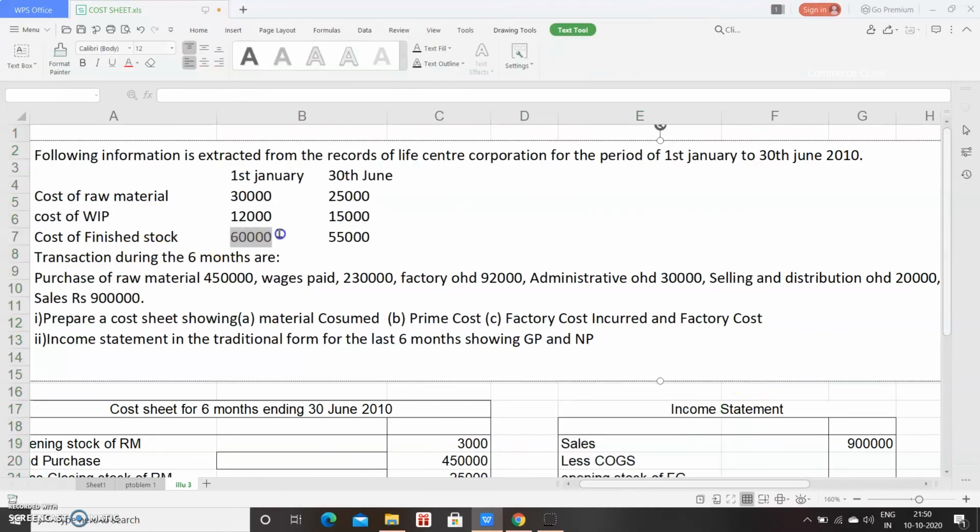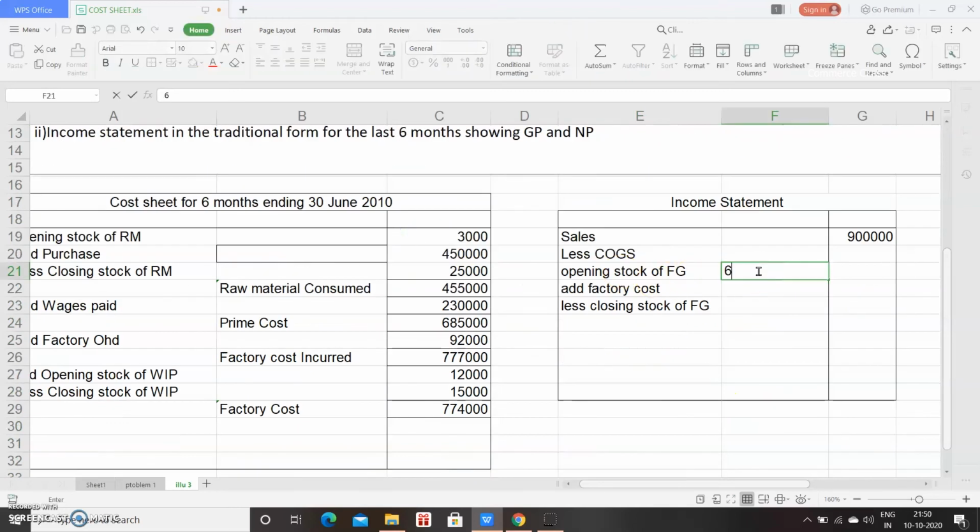Opening stock is given as 60,000 and closing is 55,000. 7,74,000 is factory cost. So our total cost of goods sold will be 7,79,000. Sales minus cost of goods sold will be your gross profit. That will be 1,21,000. Gross profit found.